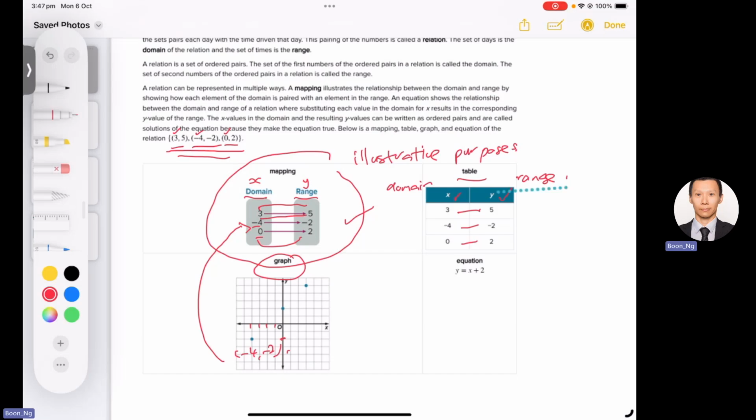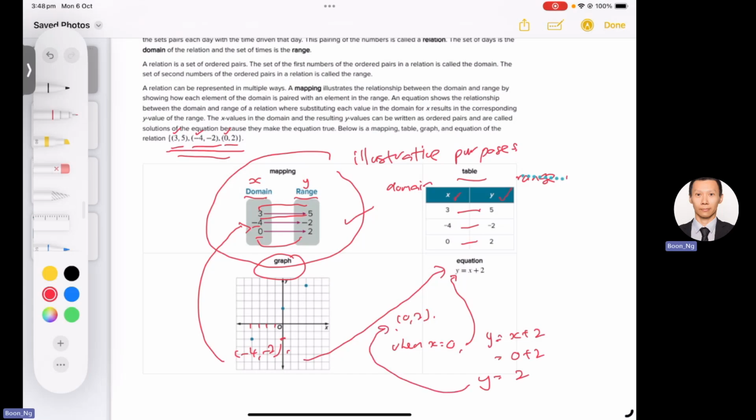And you can also represent it in terms of equations. So we can choose one coordinate, which is 0, 2. So when x is 0, we can put that into this equation: y equals x plus 2. y equals 0 plus 2, and that is y equals 2. So it means that it refers to this point. Okay, so it's just different kinds of format, but they all refer to the same thing.